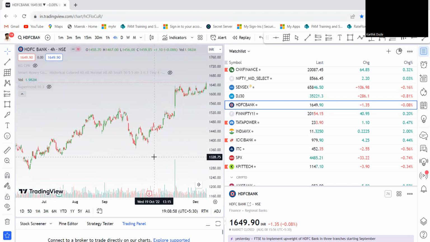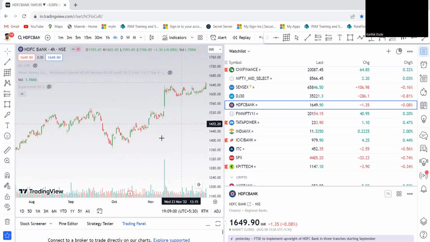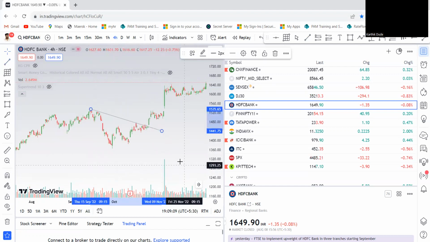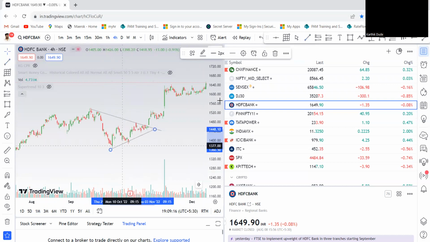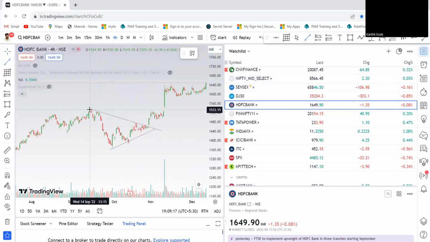So basically, how I look at it, it's not a rule that you should draw the line like this. Simply, you can draw a trend line like this. Once this trend line is broken, it goes up. In order to measure the length, or maybe in order to measure the target, you can take it like this.